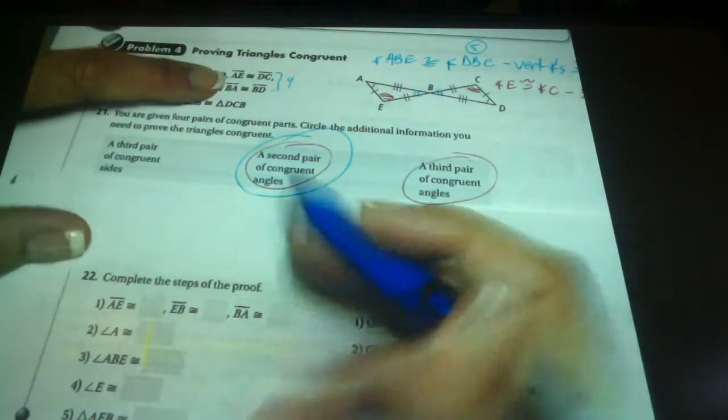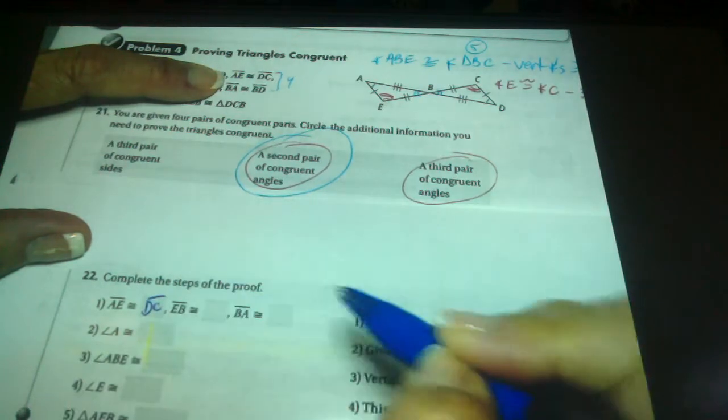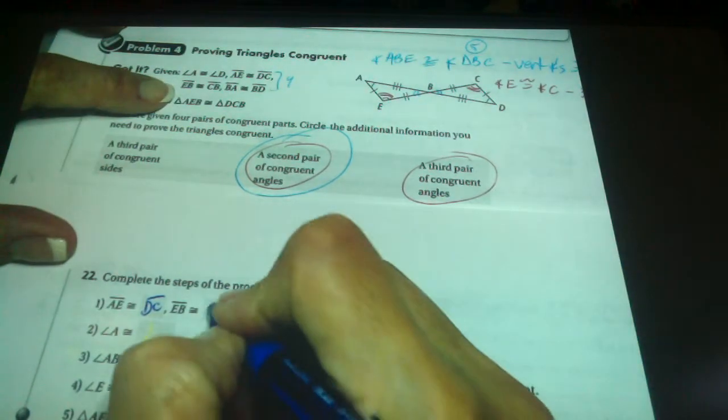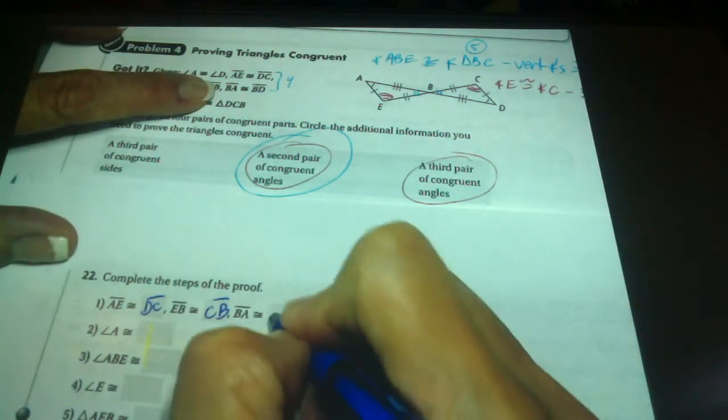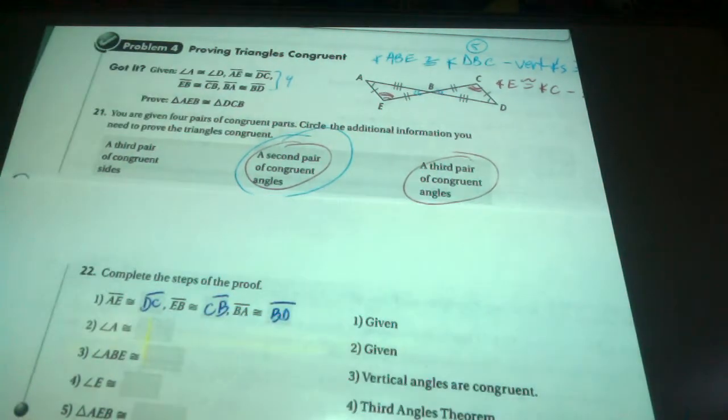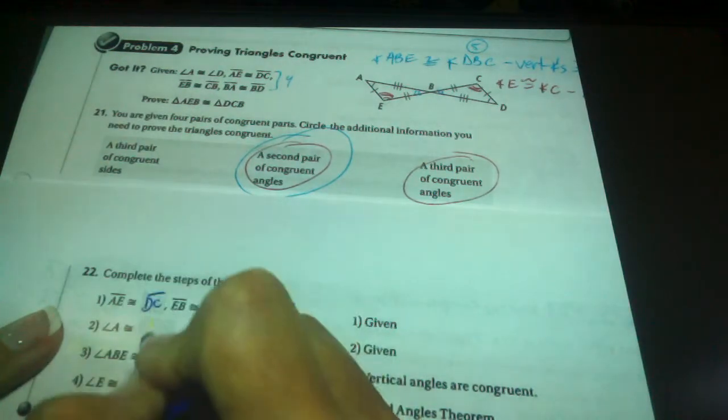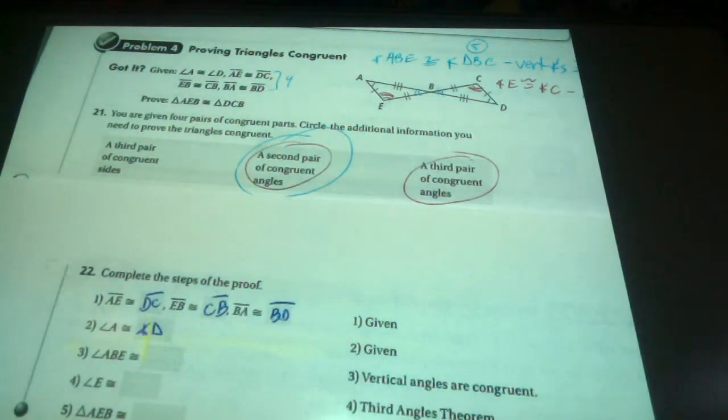Side AB is congruent to side BC. EB is congruent to side CB. And BA is congruent to side BD. Those are all sides that they gave you in the given. So we're just repeating those. And then they gave you one angle congruent statement, which was angle A is congruent to angle D. All of that was gotten from the given.